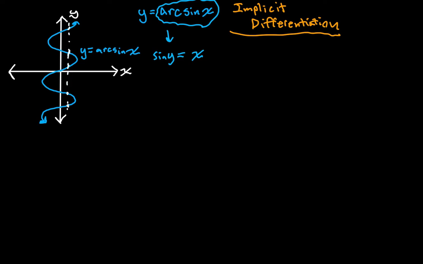So what we're going to do first is take the derivative of both sides. Go back to my orange. We're going to have that the derivative with respect to x of sine y is equal to the derivative with respect to x of x. So what's the derivative with respect to x of x? That's just 1, is equal to the derivative with respect to x of sine of y. So we're going to treat y like a function of x. We're going to use the chain rule.